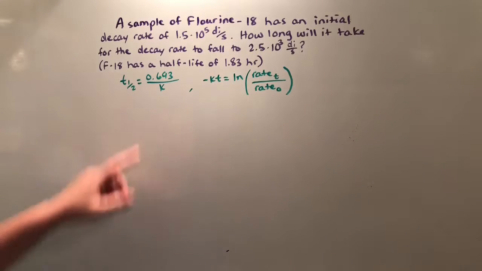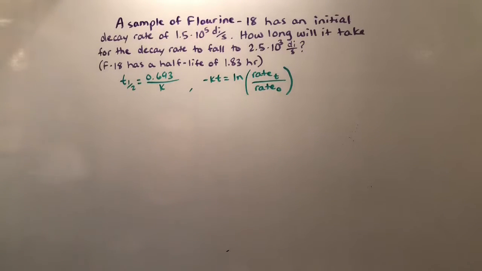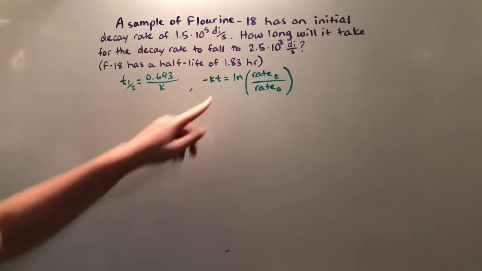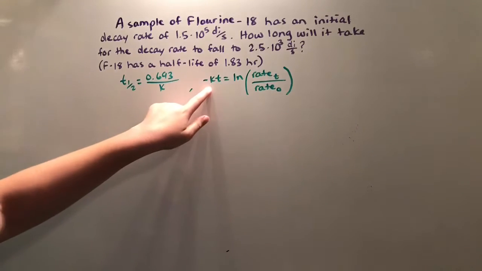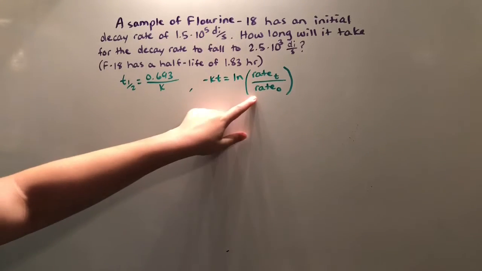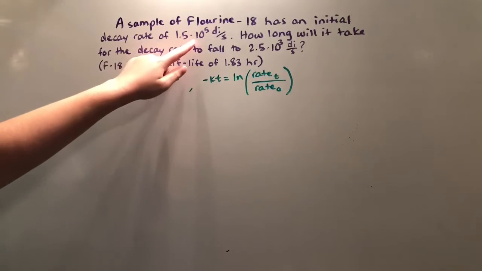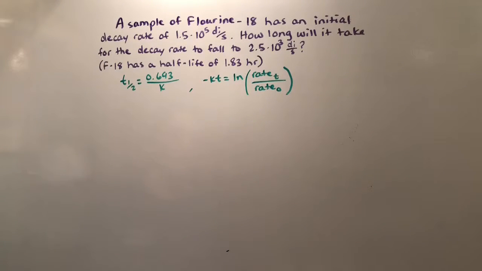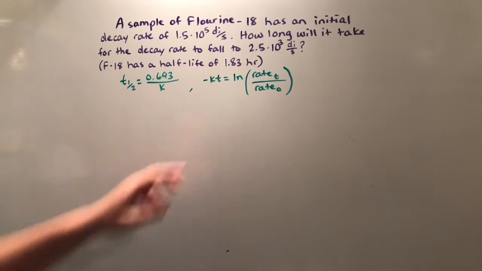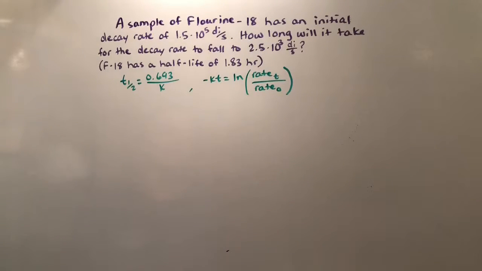So we're going to need to remember these two equations. Ultimately, we're going to need to find time t, but to do that, we're going to need to know our k, our rate at time t, and our initial rate. We're given our initial rate. That's 1.5 times 10 to the fifth. And we're given our rate at time t. That's 2.5 times 10 to the third. But we're not given k.